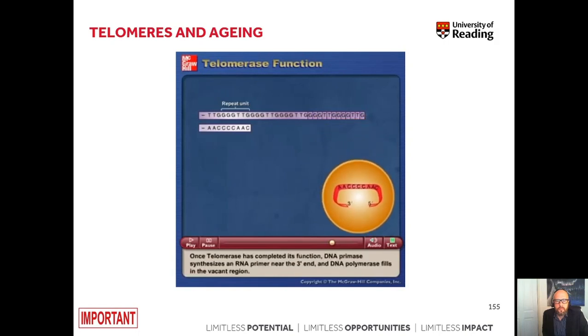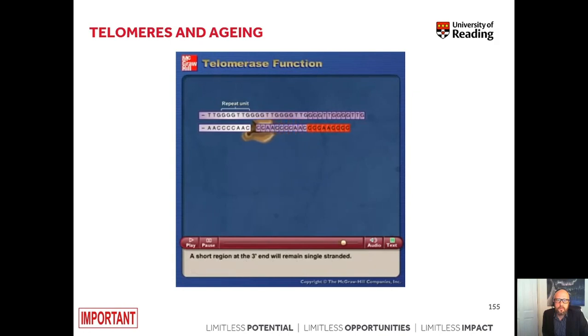Once telomerase has completed its function, DNA primase synthesizes an RNA primer near the 3' end, and DNA polymerase fills in the vacant region. A short region at the 3' end will remain single-stranded. The end result is that telomerase will have added many repeat sequences, from a few dozen to several hundred. This prevents chromosome shortening.